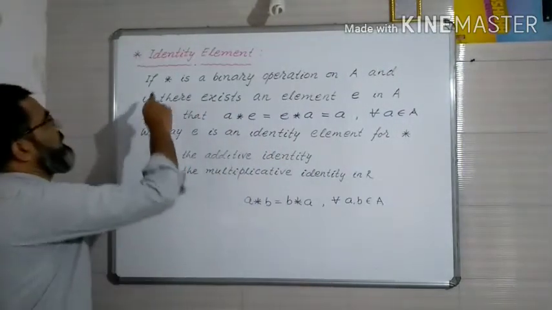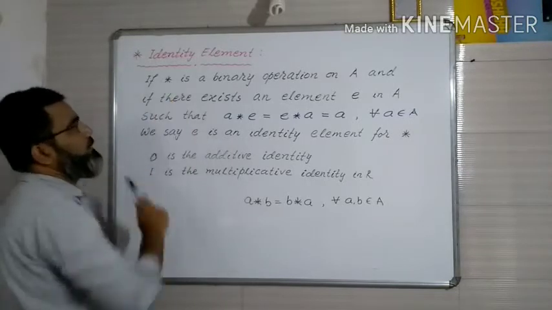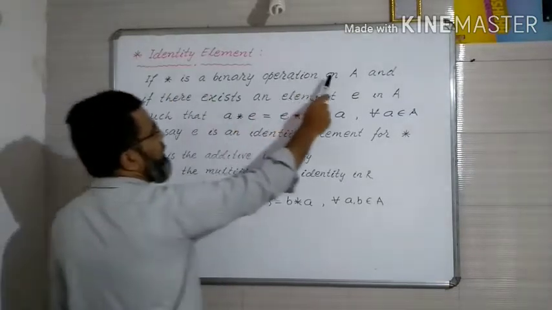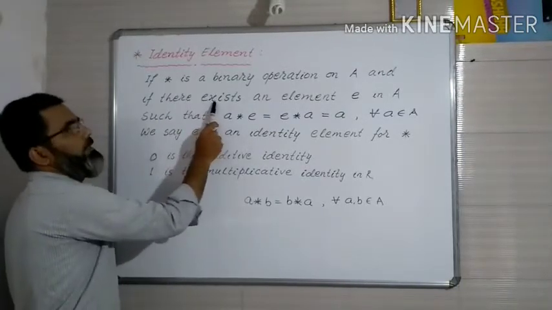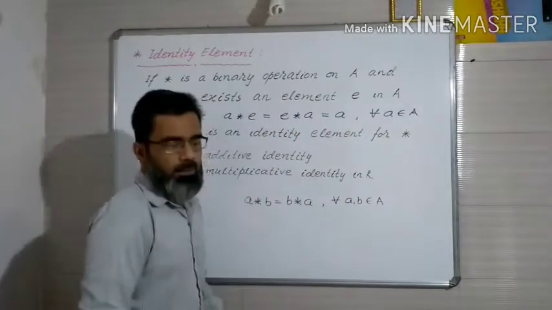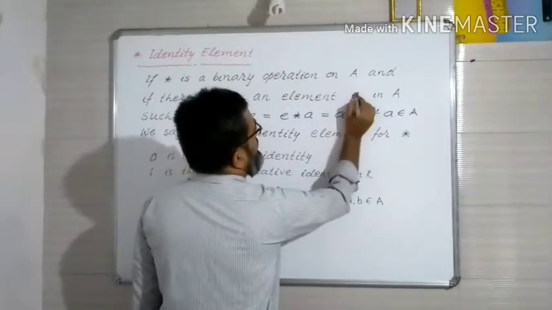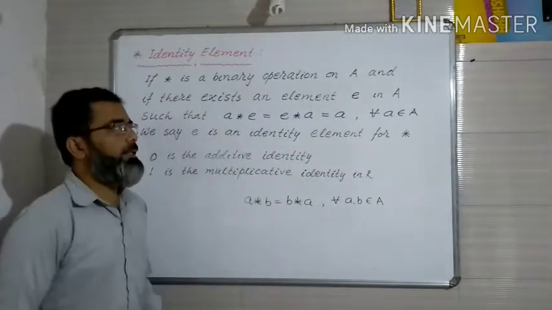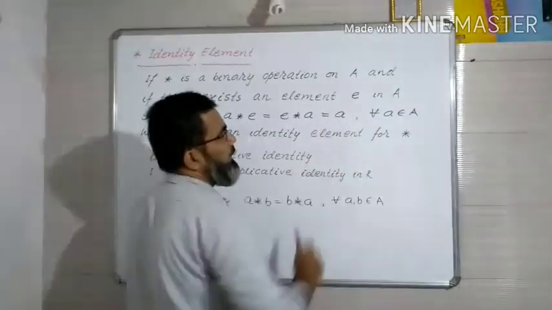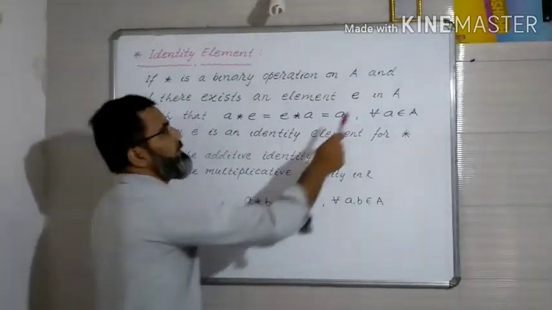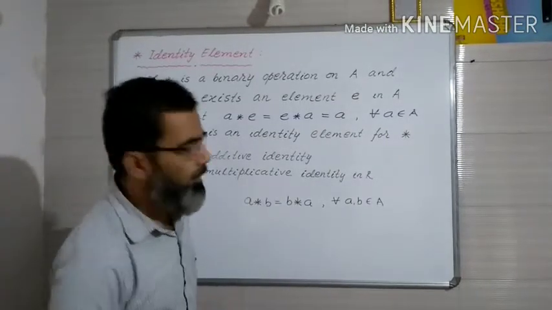So, according to identity element's definition, if star is a binary operation on set A, and if there exists an element e in set A, here you have to notice that the identity element is denoted by small e, and it must be in set A where binary operation is defined.